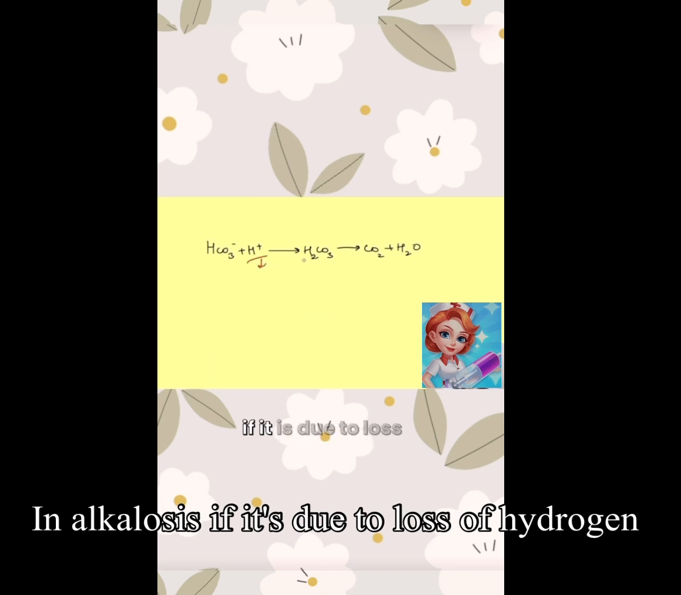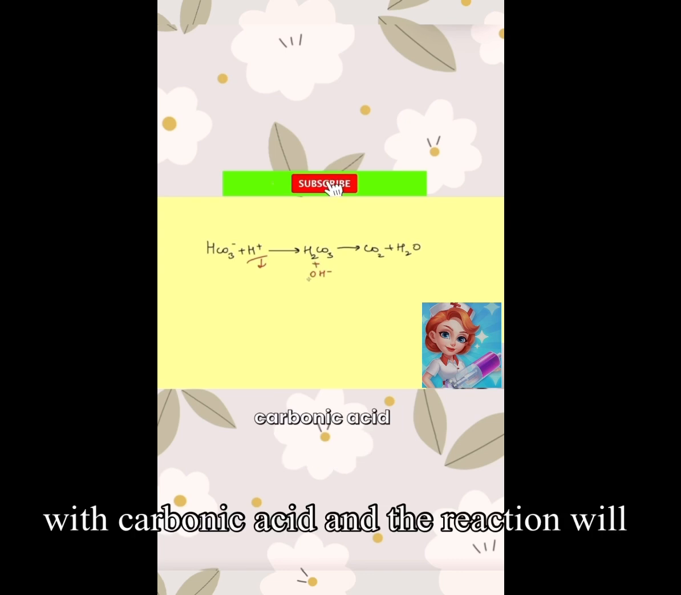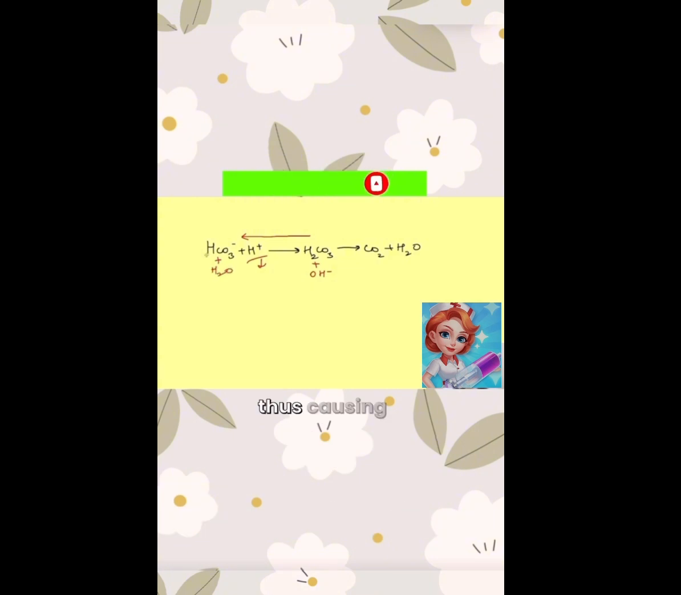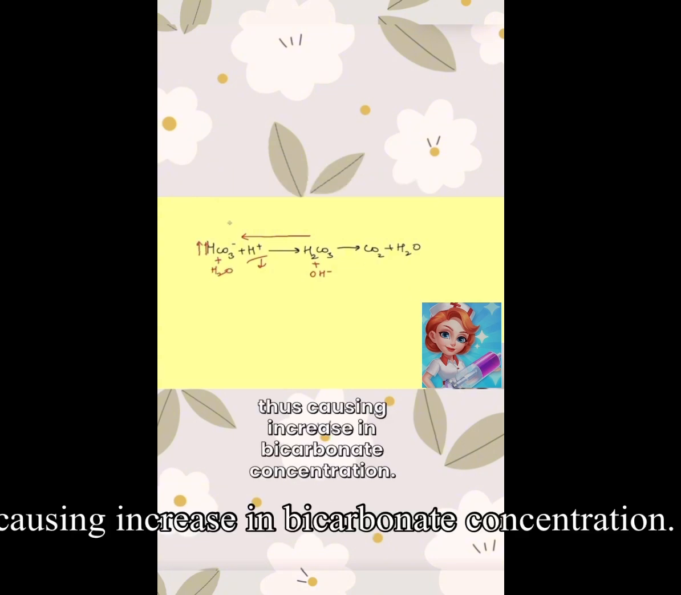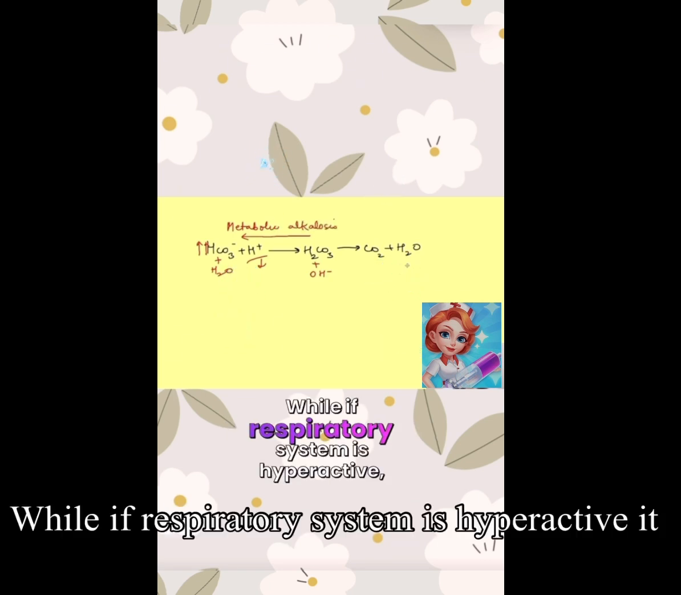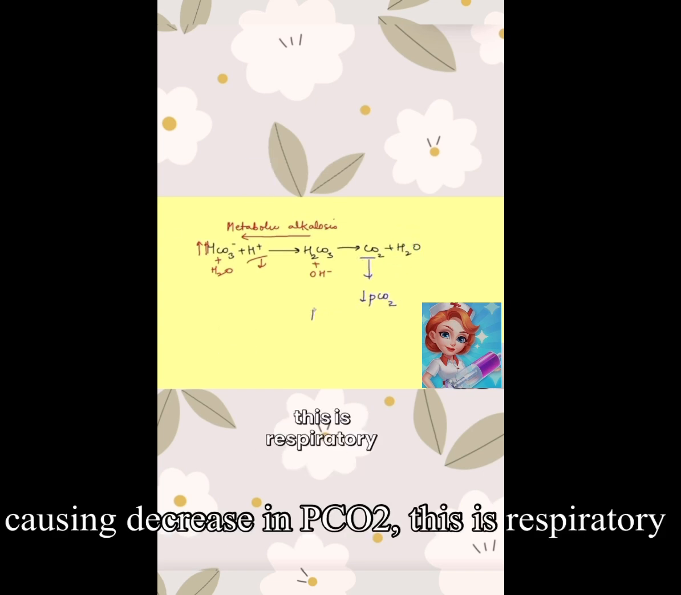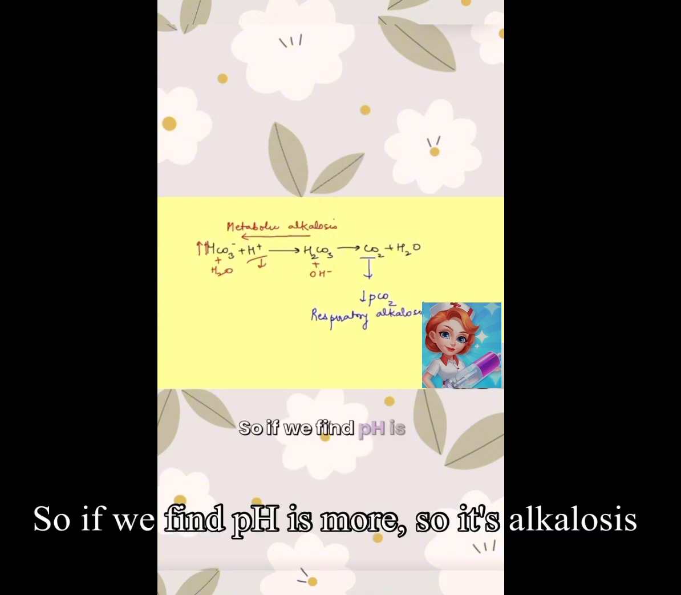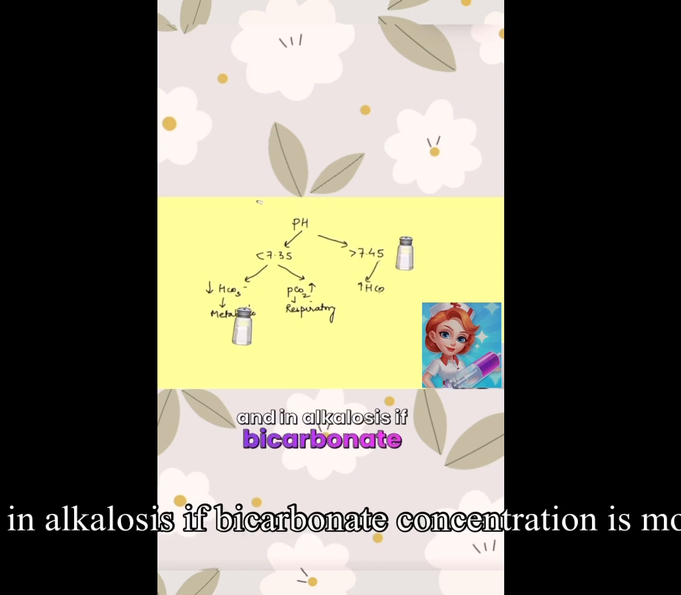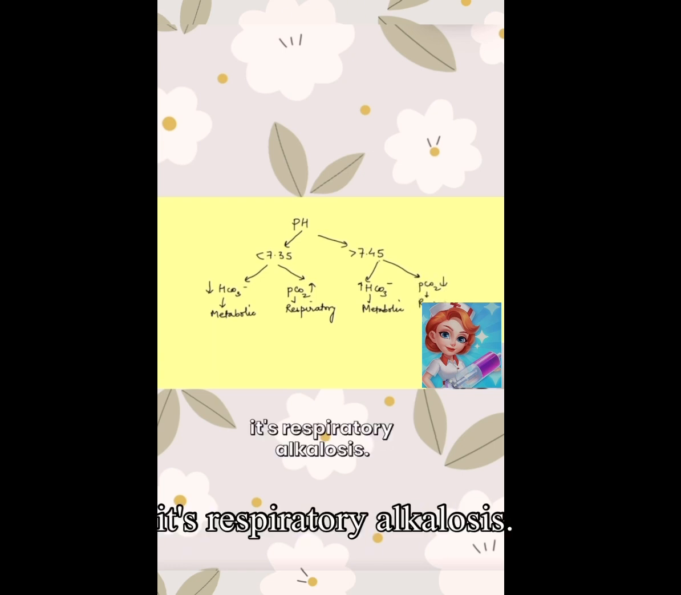In alkalosis, if it's due to loss of hydrogen ions, hydroxyl ions of water will combine with carbonic acid and the reaction will proceed this way, forming bicarbonate and water, thus causing increase in bicarbonate concentration. This is metabolic alkalosis. While if respiratory system is hyperactive, it will excrete more carbon dioxide, causing decrease in PCO2. This is respiratory alkalosis. So if we find pH is more, so it's alkalosis, and in alkalosis, if bicarbonate concentration is more, it's metabolic alkalosis. If PCO2 is less, it's respiratory alkalosis.